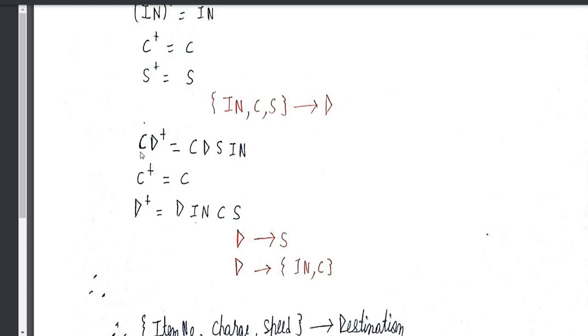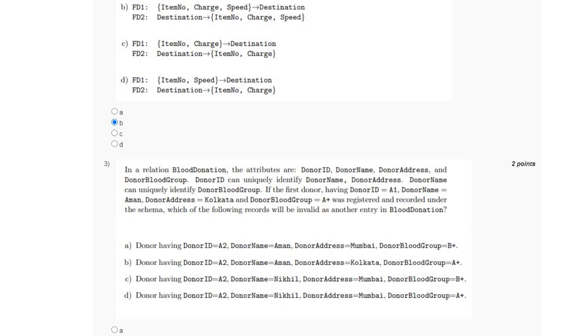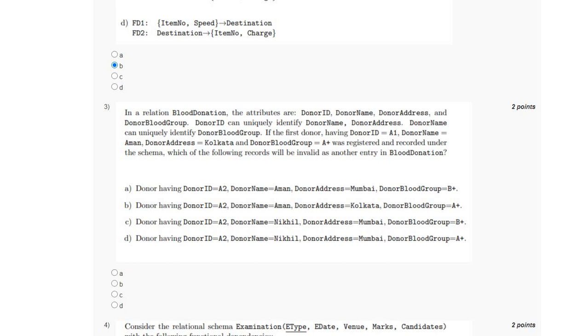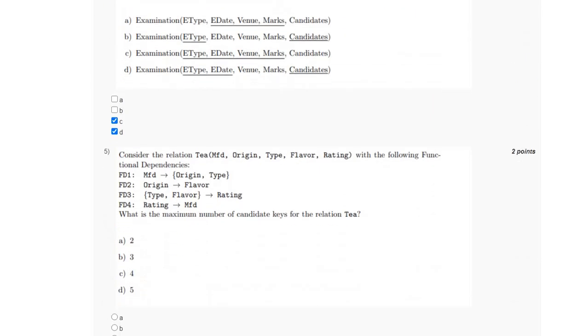Next, when we find the closure for CD, we get the following, and we see that the CD closure and D closure are the same, so we ignore the C and we get the following. So the canonical cover for this is option B. So for question 2, B is the answer. Since I have not done the third question, if anyone has done it, please let me know in the comment section. For question number 4, C and D is the answer.